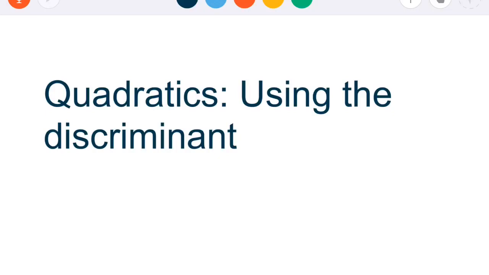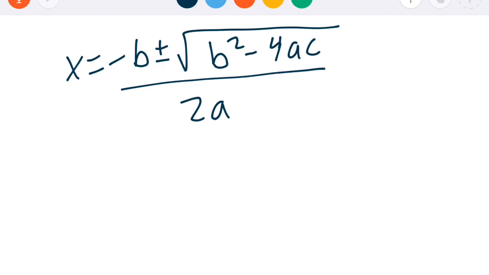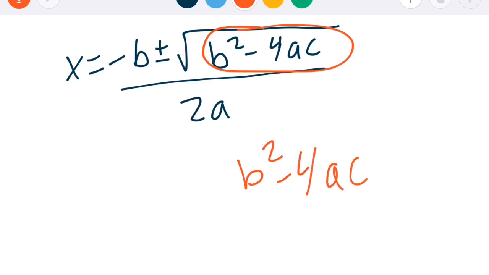This video is going to be another video on quadratics. More specifically, we're going to be talking about using the discriminant. So if you remember, this is the quadratic formula. The discriminant is the part of the quadratic formula that is underneath the square root, so b squared minus 4ac. And what the discriminant tells us is how many solutions the quadratic is going to have.